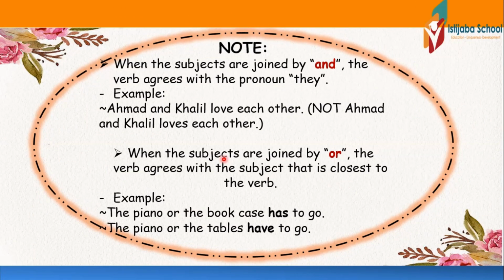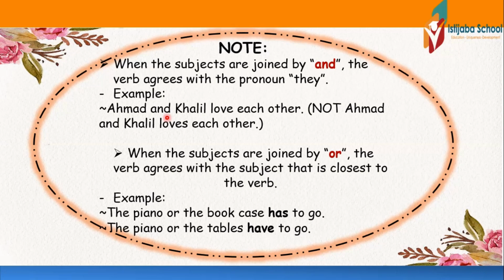There is a very important note that we have to know, dear students. I said before we use the conjunctions and or in order to form compound subject. When I use the conjunction and, the verb agrees with the pronoun they. Like Ahmed and Khalil love. I don't say loves in here. Why? Because I have Ahmed and Khalil.